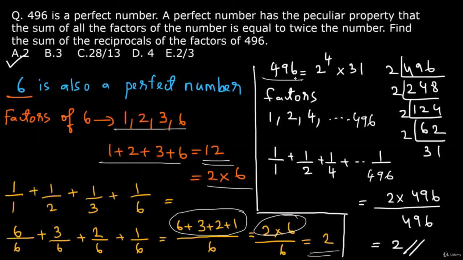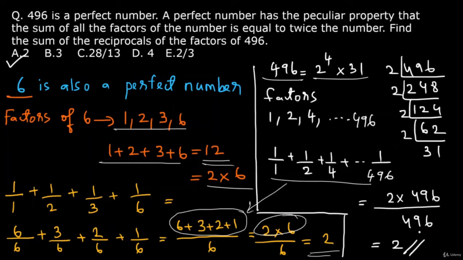Over here we have 496, and if you factorize 496, you'll get 2 to the power 4 into 31, right? And with this you can write all the factors. So the factors of 496 are 1, 2, 4, etc., right? The next one would be 8, and it will go on like that. All right, and it will go till 496. Now if you take the reciprocals, that's 1 by 1 plus 1 by 2 plus 1 by 4, etc., up to 1 by 496. Now this over here will give you an expression similar to what we've seen over here.